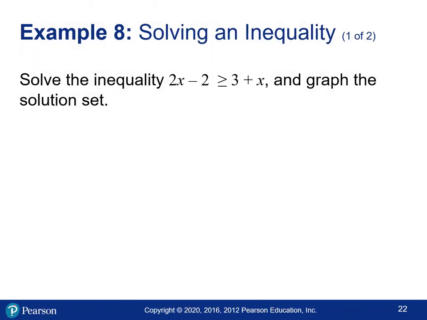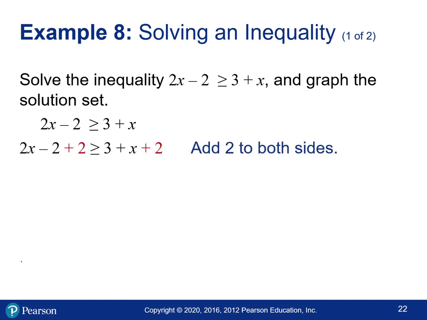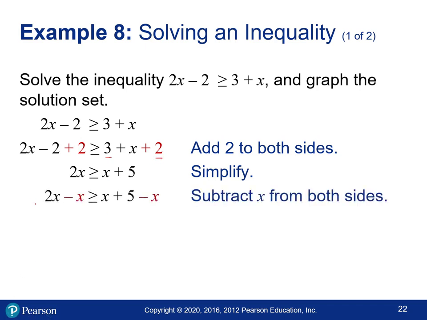Okay, how about this example? This one has x on both sides of the inequality. So we have to get those on the same side and then isolate x. First, let's go ahead and just move the 2 to the other side. If we add 2 to both sides, then we get 2x is greater than or equal to x plus 5. Notice you just combine the 3 and the 2. And we want the x's on the same side, so subtract x from both sides. Okay, so x is greater than or equal to 5, and that's our final answer.